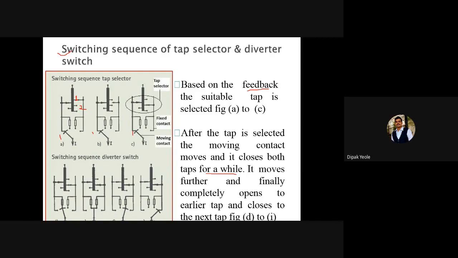What I saw now is that at figure position 2, the tap is selected. Yes. Now this is your tap selector, the selection. Now you have to select the moving contact from this position to this, from this to this, from this to this, and from this to this, and at that time the current will enter to this side. Yes. So this is the switching sequence of the tap selector.